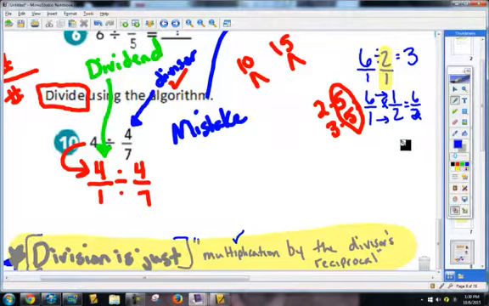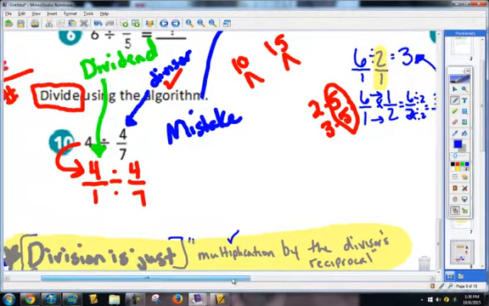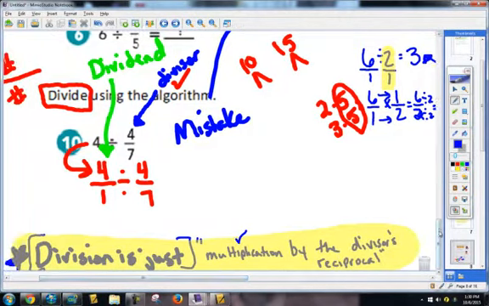Now, what do those have a common factor of? Hopefully you're all saying 2. So divide by 2, that's going to give you 3 over 1. Does that equal 3? Yes, it does. Your entire life you've been doing division, but really, all you're doing is multiplication by the divisor's reciprocal.